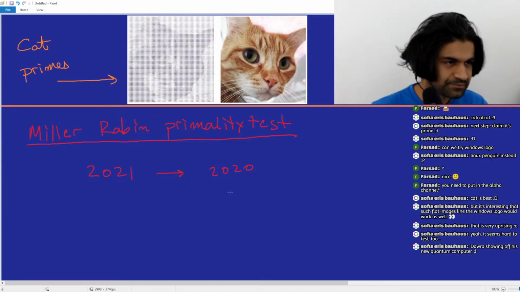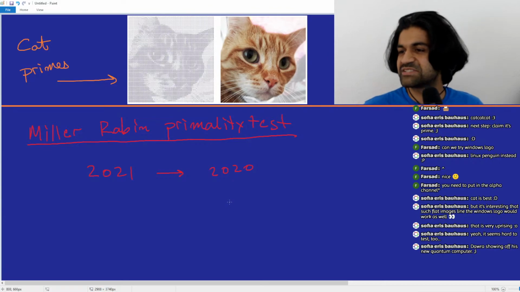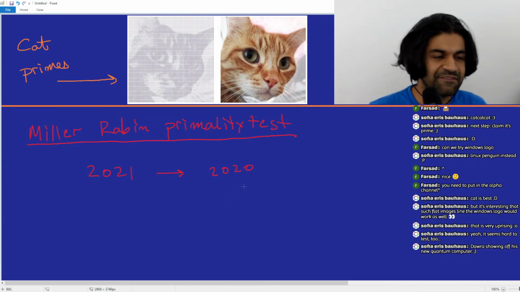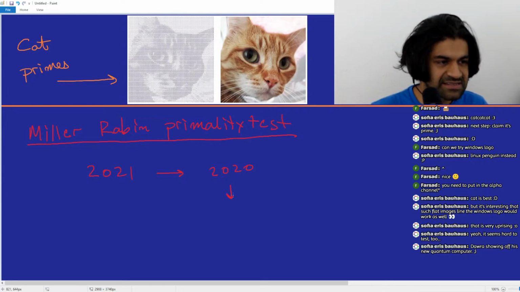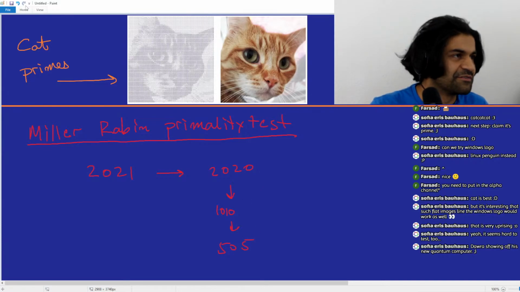Okay. All right, now you have 2020. Now, factor out as many 2's as you can from 2020. So I can factor out a 2 once, and I will get 1010. And I can factor out a 2 again, and I get 505. Okay, so there's 2 2's that I can factor out of 2020.